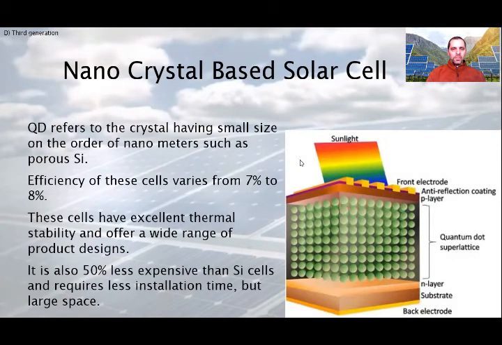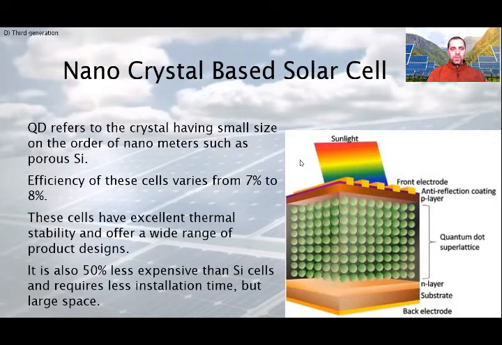Quantum dot refers to a crystal having small size on the order of nanometers, such as porous silicon. Efficiency of these cells varies from 7 to 8%. These cells have excellent thermal stability and offer a wide range of product design. It is also 50% less expensive than silicon cells and requires less installation time, but larger space.